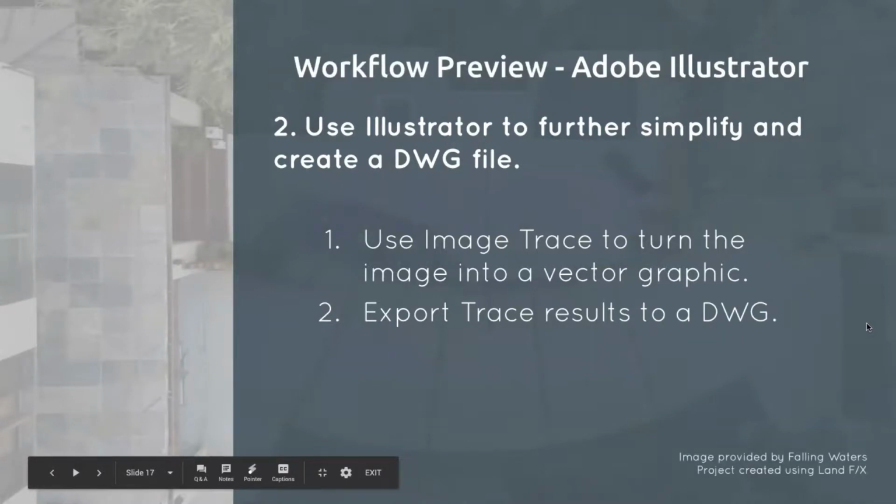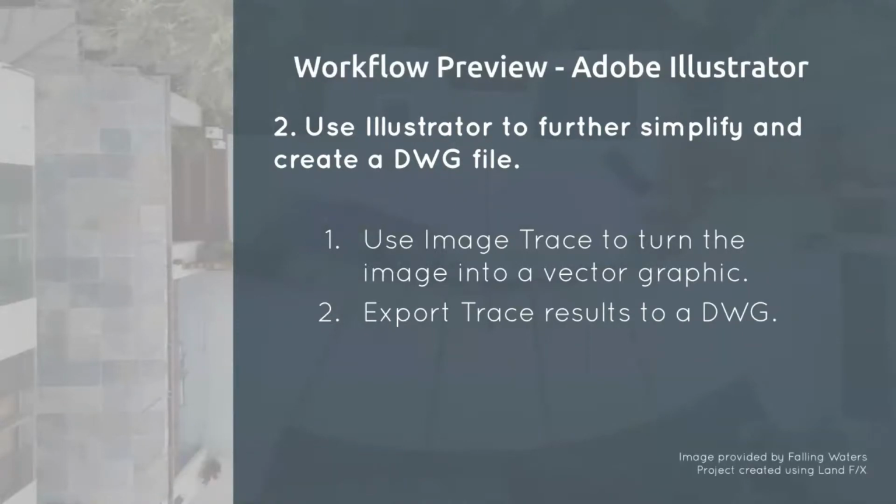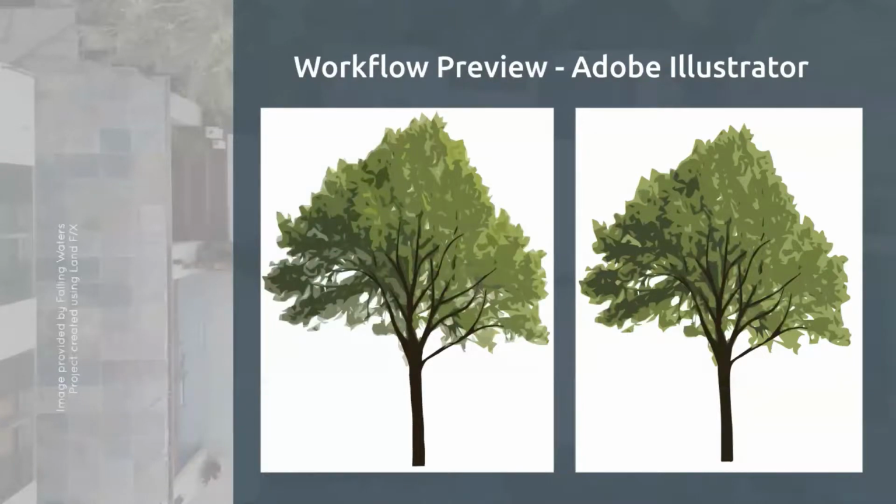After we're done with Photoshop, we're going to move on to Illustrator. And we're just going to use Illustrator to simplify the drawing a little bit further and create a vector graphic. So we're taking our raster PNG from Photoshop, applying an image trace to it, and from that we will get a vector graphic, and then we'll export those results as a DWG that can then be opened up in AutoCAD. So the image on the left here is our Photoshop results, and then the image on the right is what we're going to have from Illustrator.